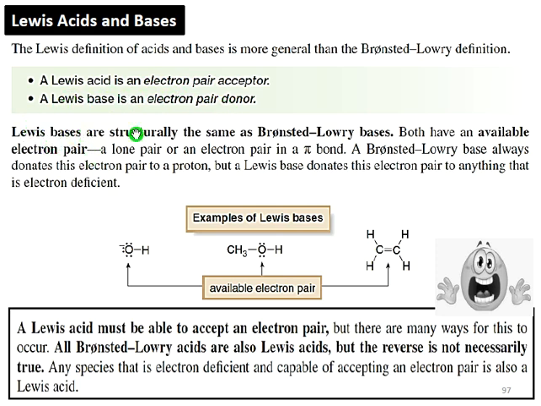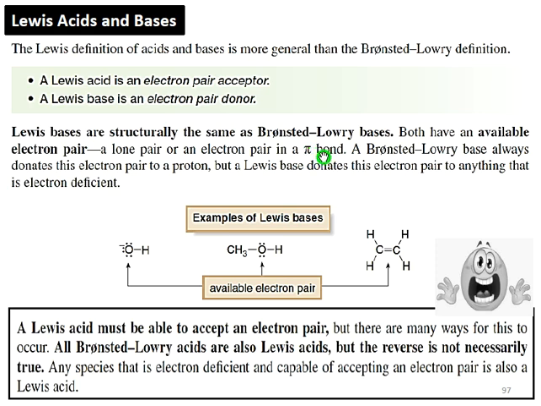Lewis bases are structurally the same as the Bronsted-Lowry bases. Okay, the structure for the Lewis and the Bronsted base is slightly the same. Okay, why? Because both have an available electron pair. Both of them have an available electron pair. The electron pair may be a lone pair, يعني non-bonded electrons, or maybe two electrons of the pi bond, double bond, triple bond.